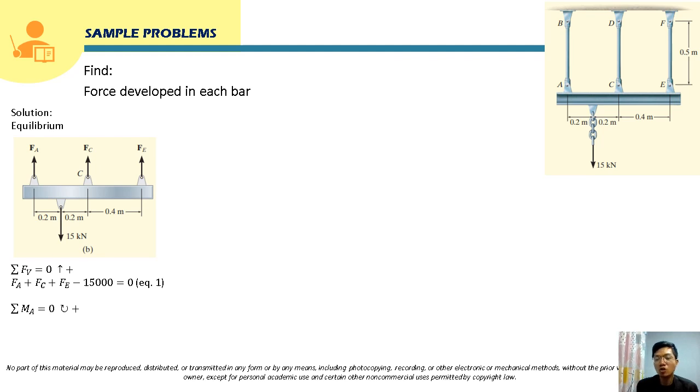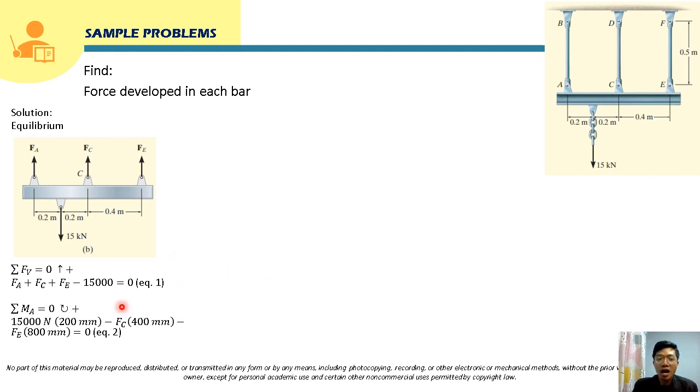Now, for our second equation, we can use summation of moment. Let's say we take moment at point A. The moment here will be 15,000 times 0.2 meters, which is 200 millimeter, and its rotation will be clockwise about point A. For FC, its rotation will be negative or counterclockwise, times its moment arm, which is 0.2 plus 0.2 meter, so that will be 0.4 meter, or 400 millimeter. Also for FE, this will have a counterclockwise rotation, so this will be negative also. Its moment arm will be 0.4 plus 0.4, so that will be 0.8 meter or 800 millimeter. So this will be equal to 0. This will be our second equation.